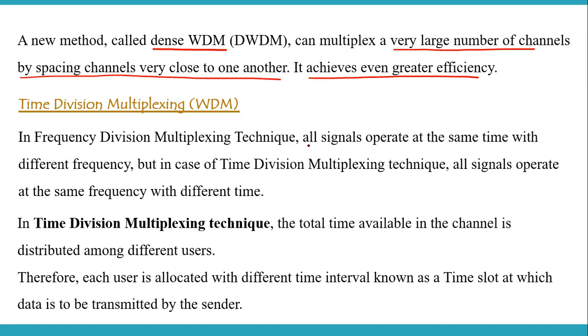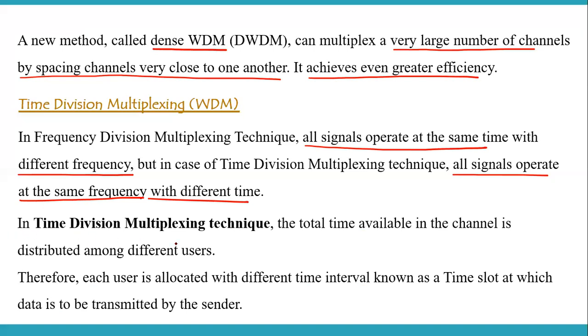were doing that all signals that were there operating at the same time with different frequency. ठीक है. frequency division में क्या था कि signals जो थे वो same time पे operate कर रहे थे but the frequency was different. But in case of time division multiplexing, all signals operate at the same frequency with different time. So remember this difference. ठीक है. Frequency division में all signals were operating at the same time with different frequency. But in time division, all signals are operating at the same frequency with different time.